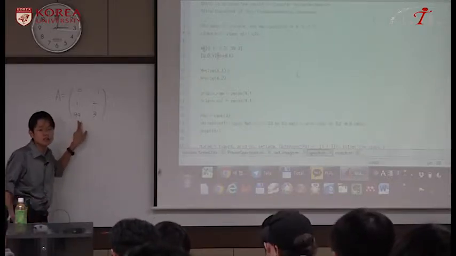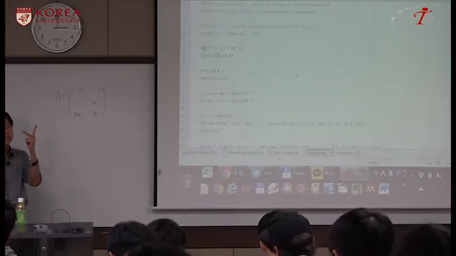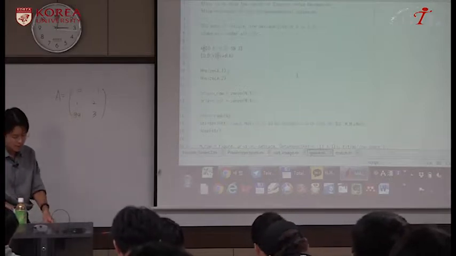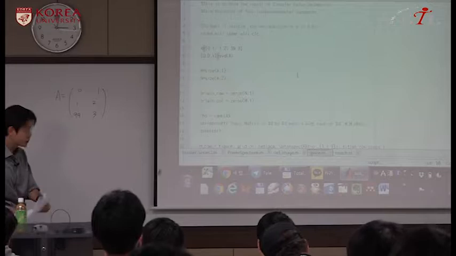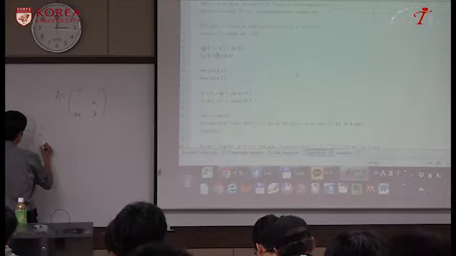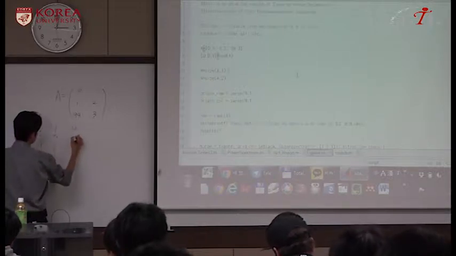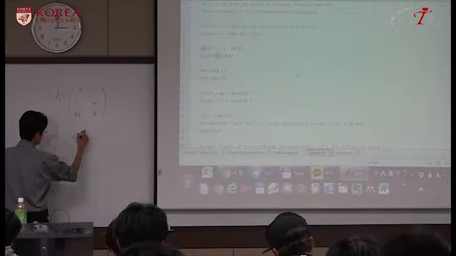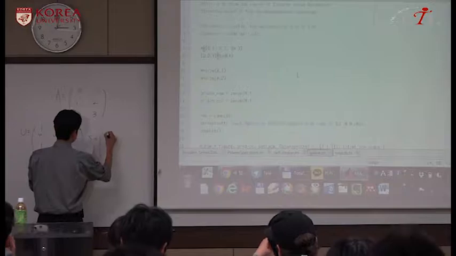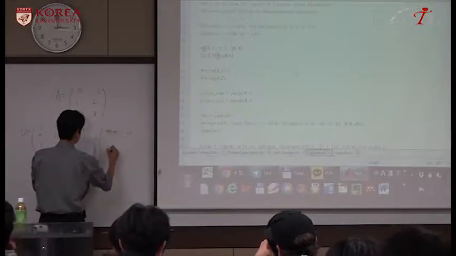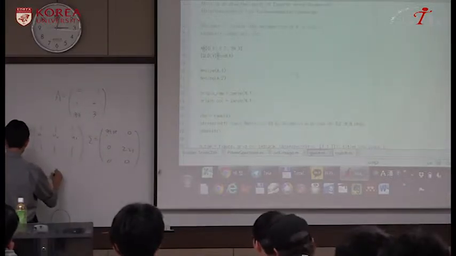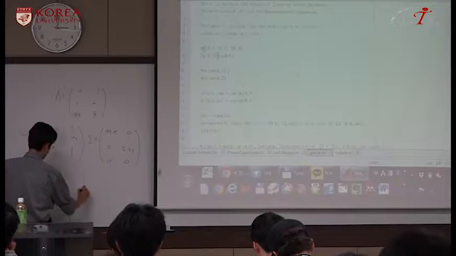So we may imagine that there are 2 singular values. One may be larger than the other one because one component is very large. So if we do the singular value decomposition, we have U as U1, U2, U3, and diagonal sigma, where sigma 1 is 99.505 and sigma 2 is 2.1, and V is V1 and V2.